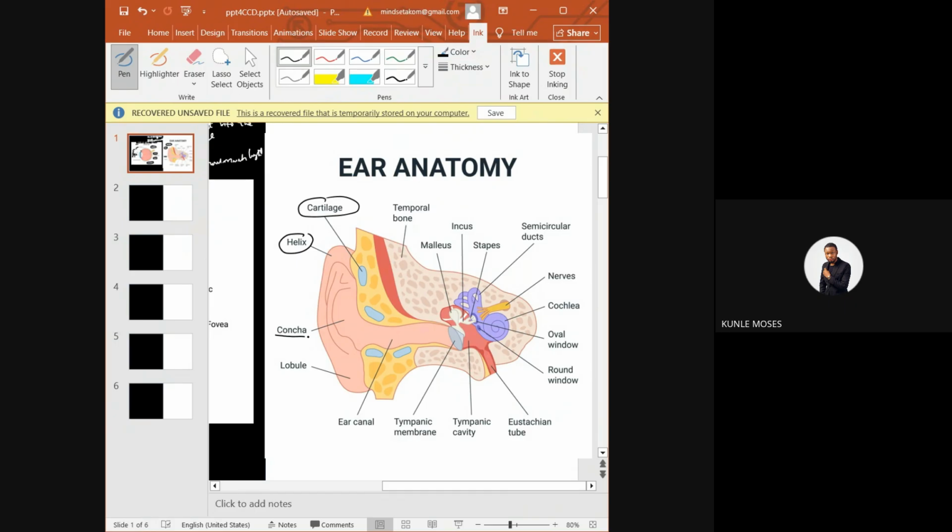So just go and read it. This is the ear canal. It is the channel, like the tube that carries the sound deeper into the ear. You can see how it will move till it reaches the tympanic membrane and the tympanic cavity.